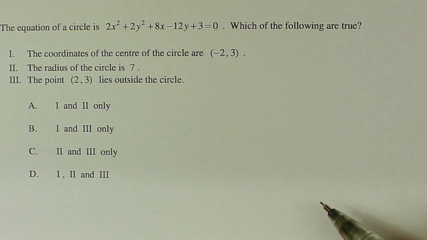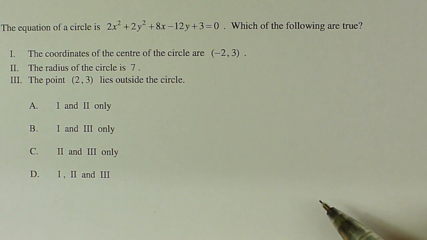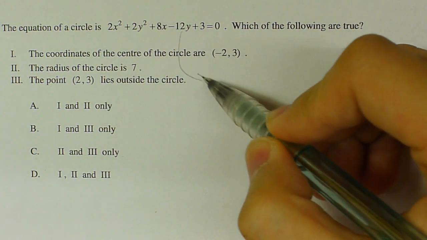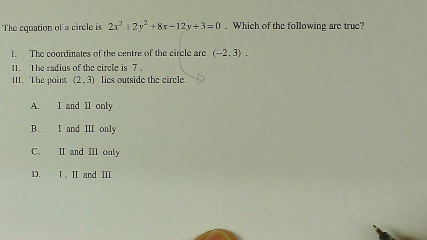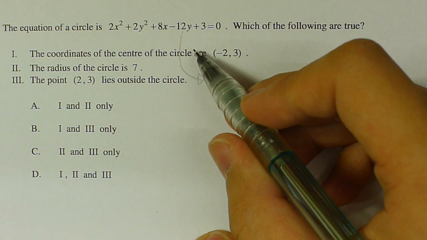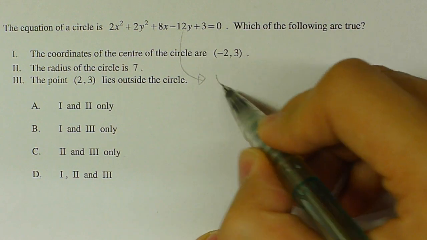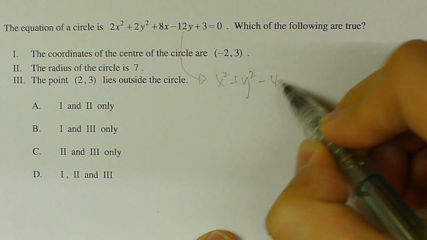For this kind of question, it is always good if we can change the equation of the circle into the standard form. So now I will try to do it for you. In order to change the equation to standard form, first we should divide the whole equation by 2, so that x squared and y squared appear.